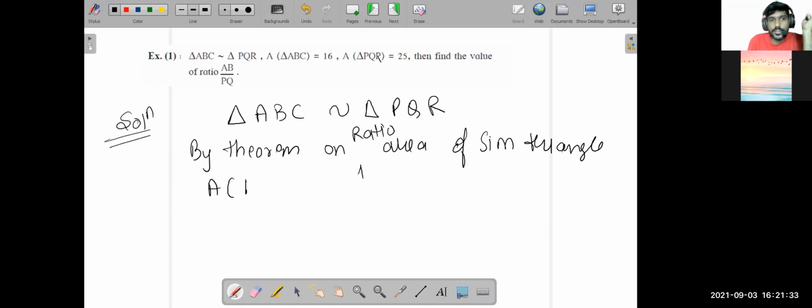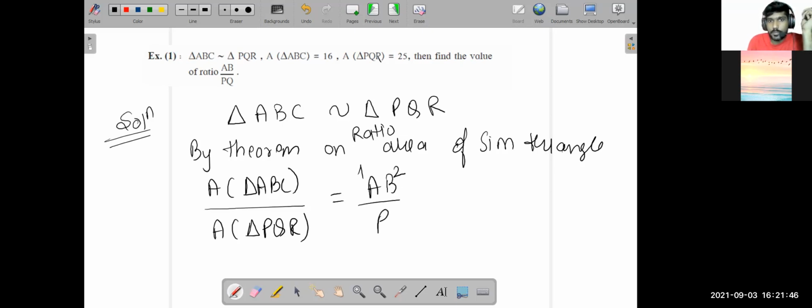Area of triangle ABC upon area of triangle PQR will be equal to AB square upon PQ square. Okay, no need to write all three, one is enough. Why are we writing AB square upon PQ square? Because we have to find out that only.